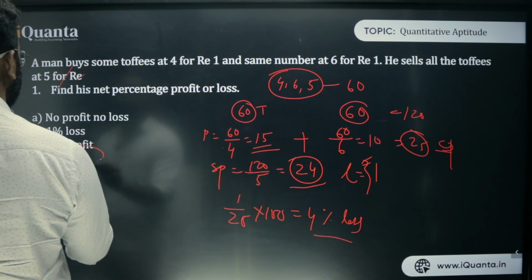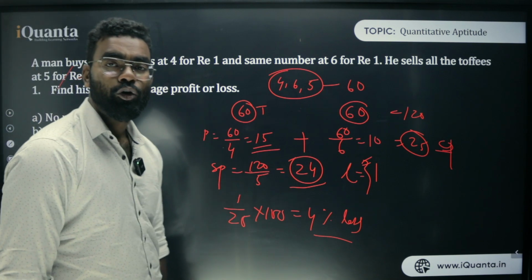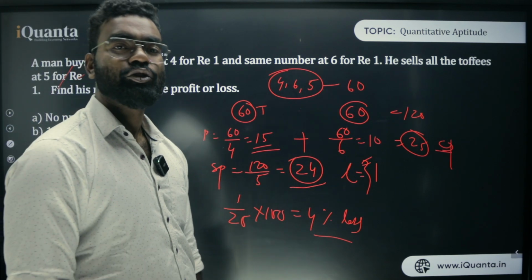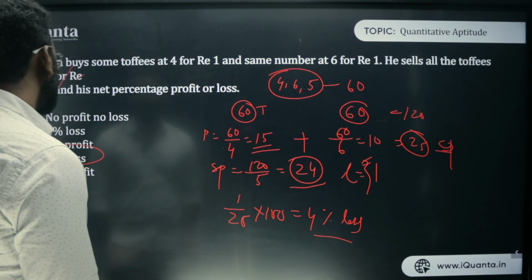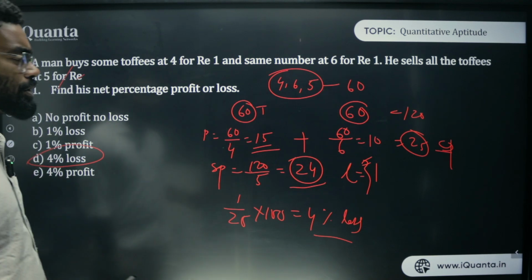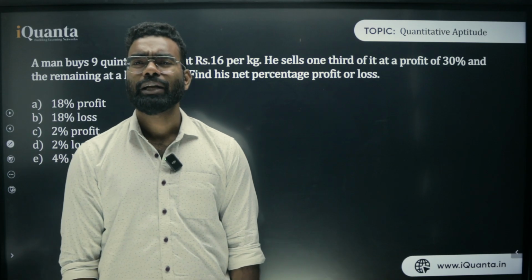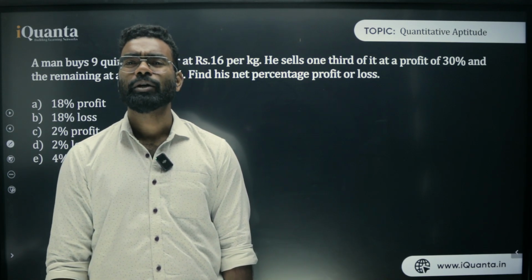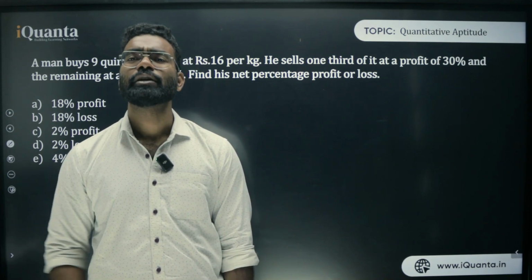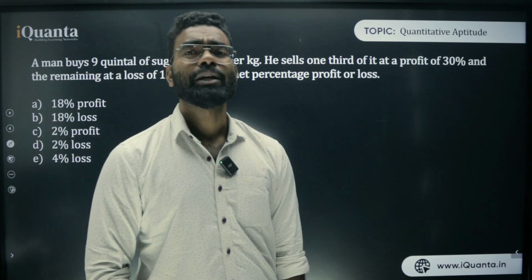So hence your answer is option D, which is 4% loss exactly. And that will fetch you the answer of this question, that is 4% loss. So let's go for the next question. Let's do the last two questions of this particular profit loss. Then in the next video we will learn about dishonest seller. So let's do the last two.